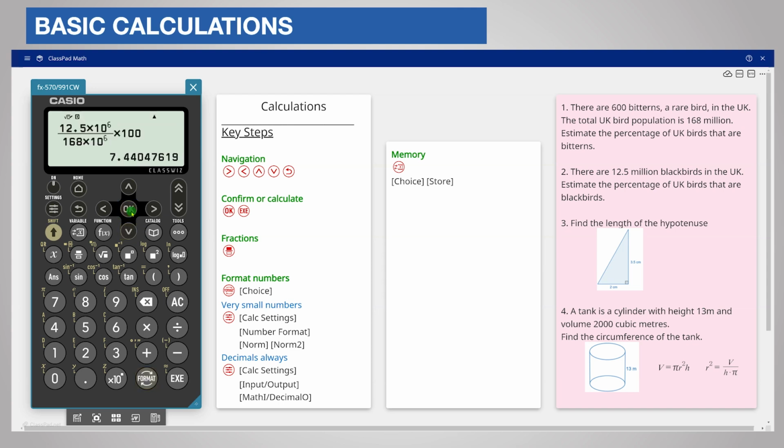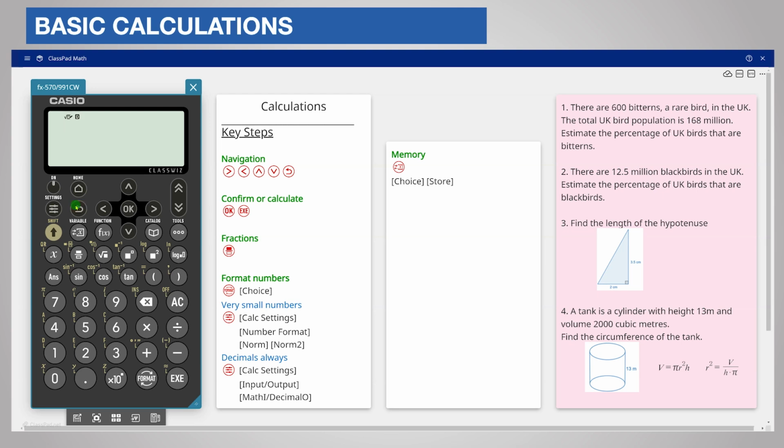By default, the calculator displays answers as fractions if possible. If you wish to always have decimal answers, you can change this as well. Press Settings, choose Calculator Settings as before, and then Input Output. Scroll down to MathI/DecimalO. This means enter numbers in maths form and display answers as decimals. Choose this option with OK and you will see that the selection circle is filled. Press back 3 times to return to the calculation screen.